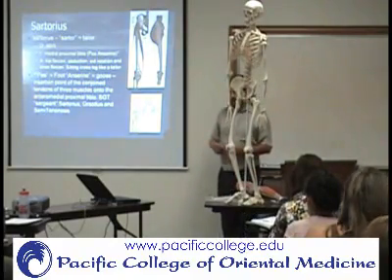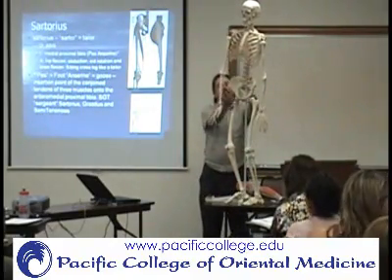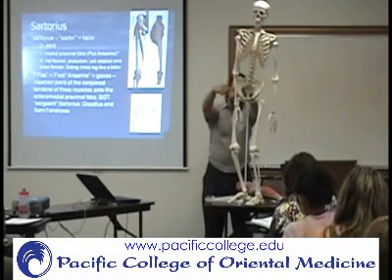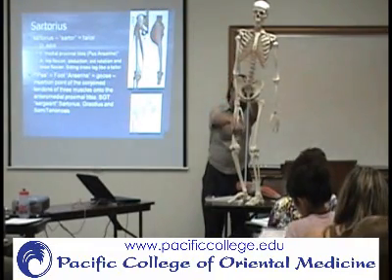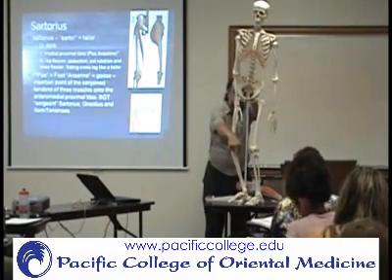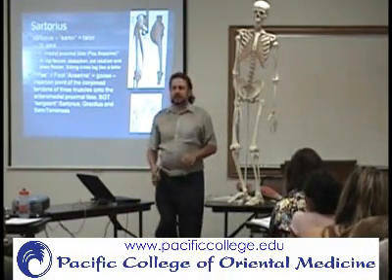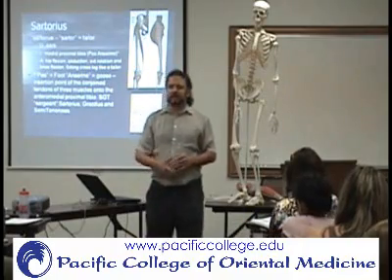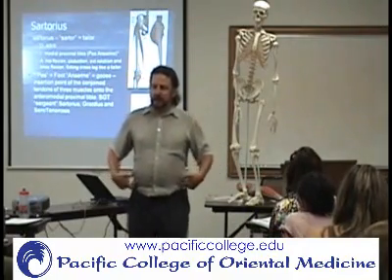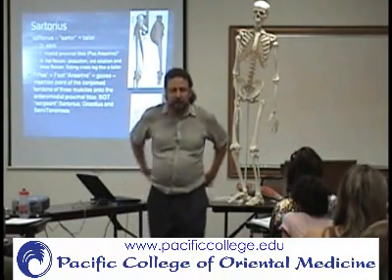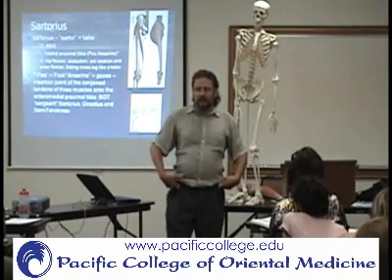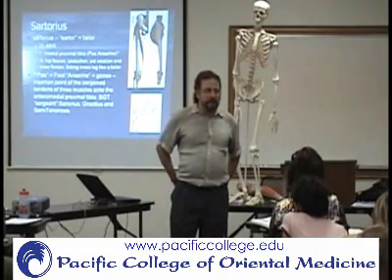So the origin is going to be the ASIS. It's going to come up from up here again, and then it kind of spirals down and goes across onto the tibia. ASIS, anterior superior iliac spine. Remember we said we have 4 of them? You have the ASIS, AIIS, PSIS, PIIS.